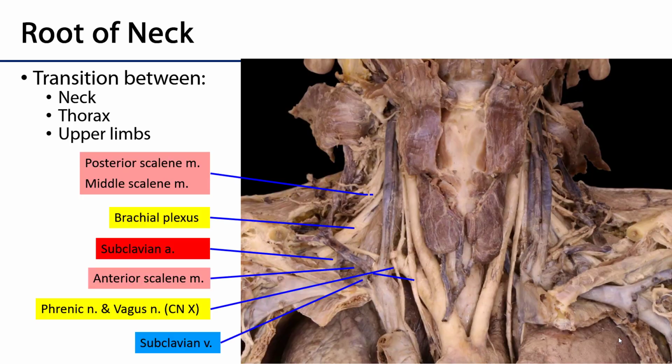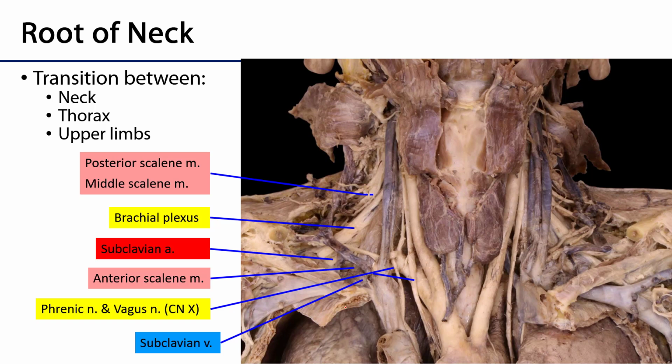So let's begin simply with, what is the root of the neck? It's an important transitional area between the neck, the thorax, and the upper limbs. The root of the neck has many different structures that are comprising it, and it's important to think about the three-dimensional relationships among these structures.